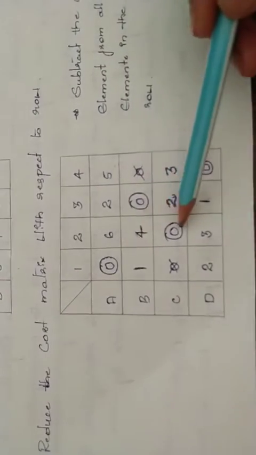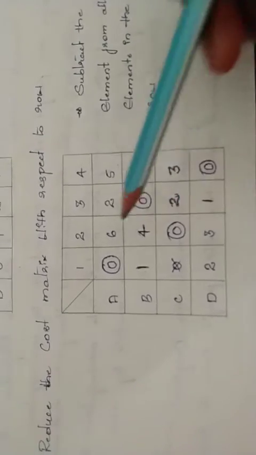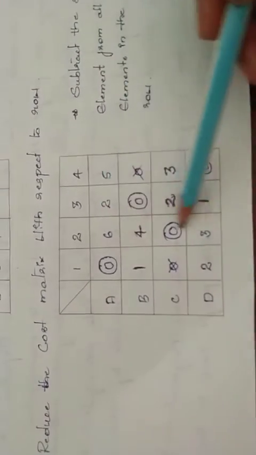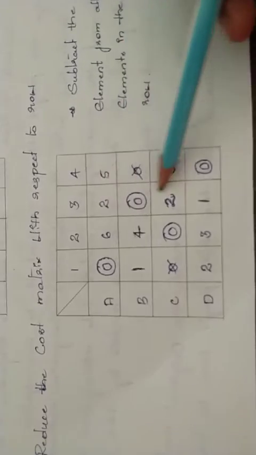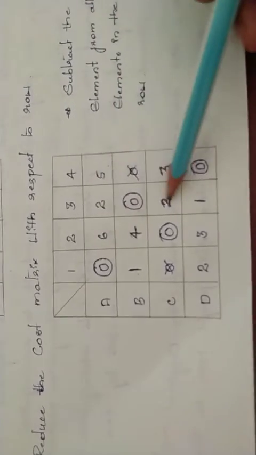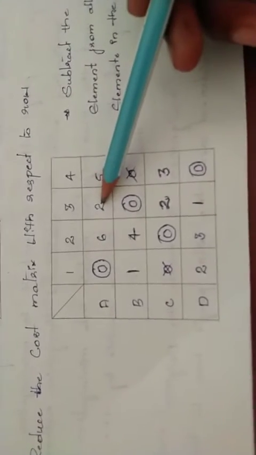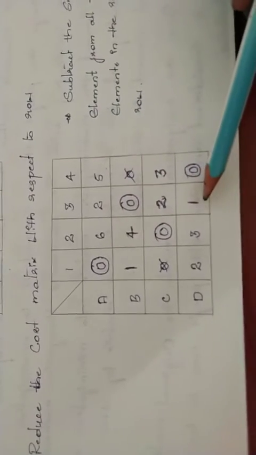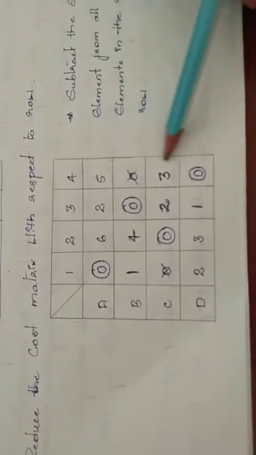Okay, if you come to the second column, the minimum value in this particular column is also 0. Anything subtracted with the 0 value, the value will remain the same. That's why we have written it as it is. In the third column also, the minimum value is 0, therefore all the values will remain as they are, because 2 minus 0 is 2, 0 minus 0 is 0, 2 minus 0 is 2, 1 minus 1 is 1. In the fourth column also, the minimum value is 0. If you subtract all these elements with the minimum value, the values will remain the same.